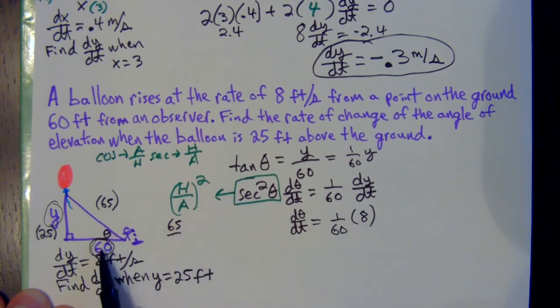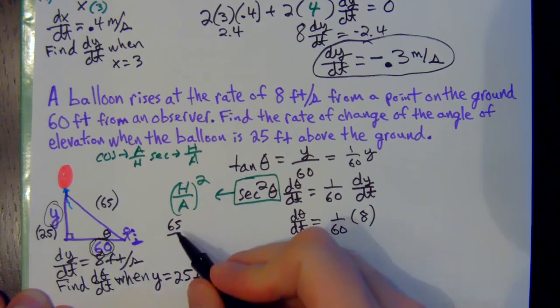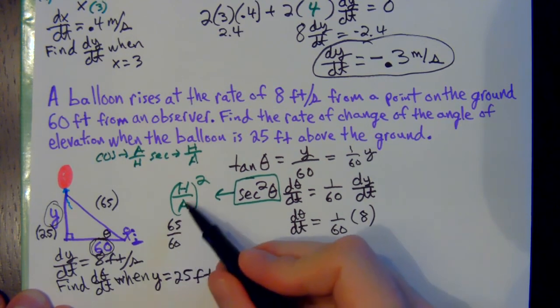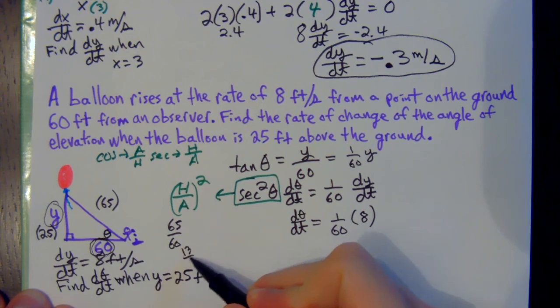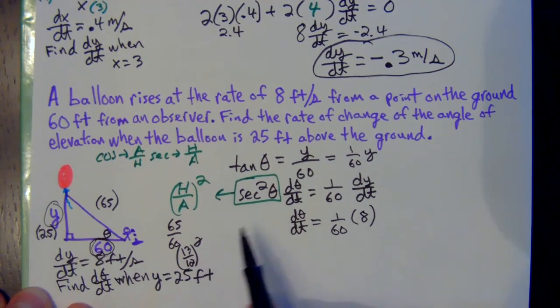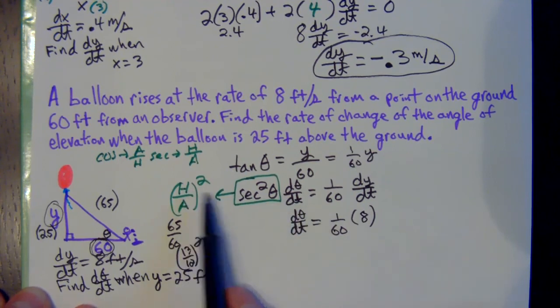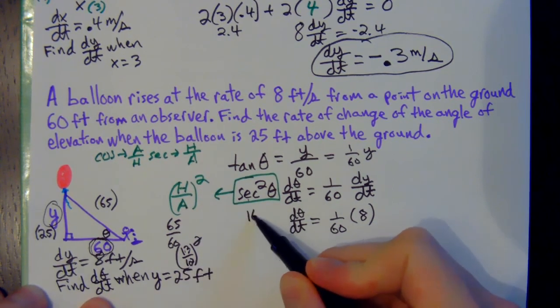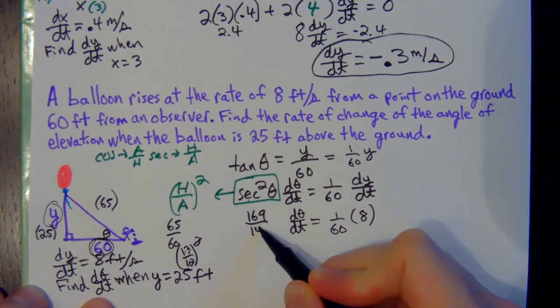You have the hypotenuse, which is 65, and the adjacent side, which is 60. I'm going to actually just reduce that fraction before I square it. That's going to be 13 over 12. But now you're going to square that, and you're going to insert that right here. So the secant is hypotenuse over adjacent, which is 13 over 12, and then you square that, which is 169 over 144.